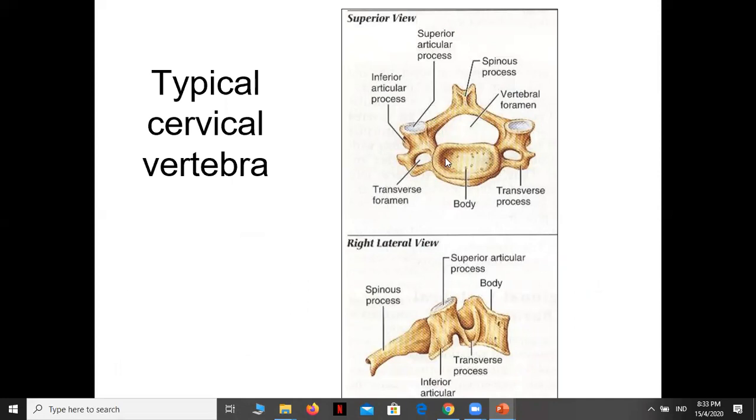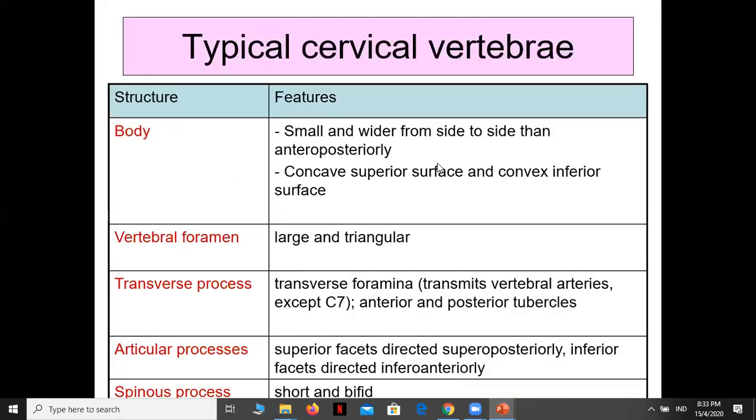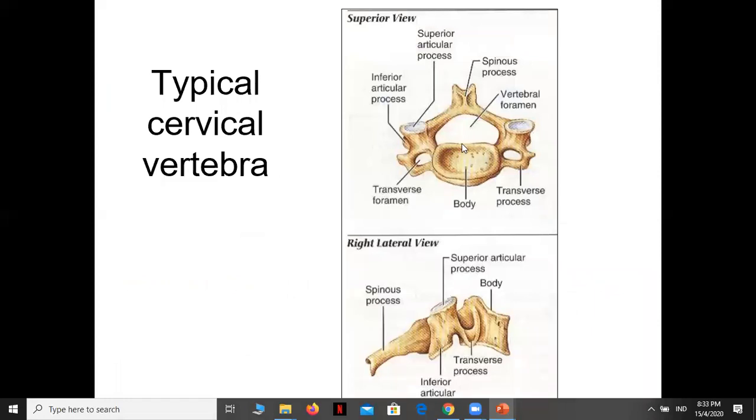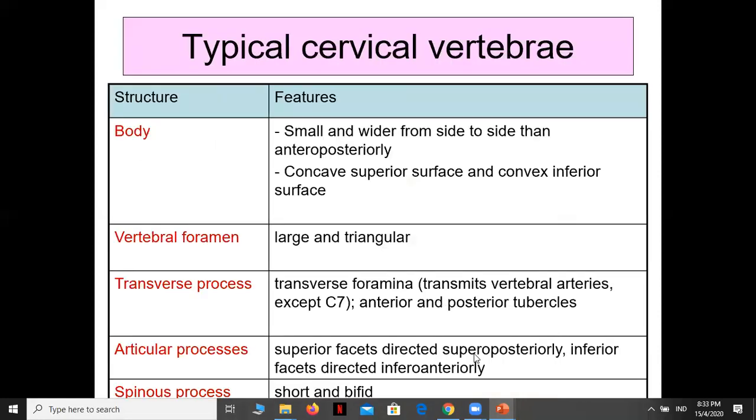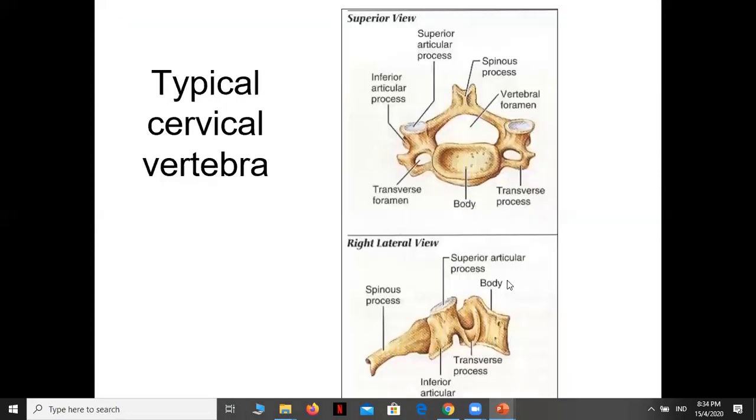And then the other features that I mentioned earlier, where side to side is wider. So if you see here, side to side is wider compared to anteroposterior, for the body. And then the superior articular process is directed supero-posteriorly. If you see from this statement, it is directed supero-posteriorly. And then the inferior facet is directed infero-anteriorly.